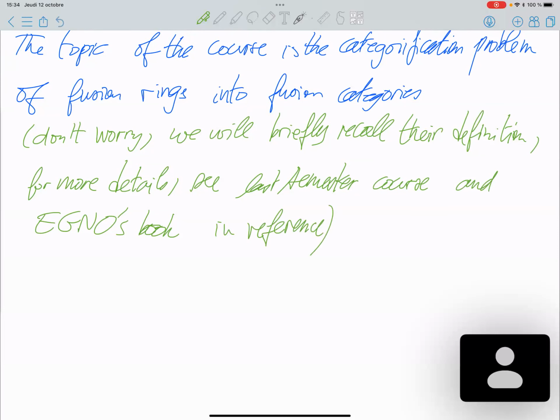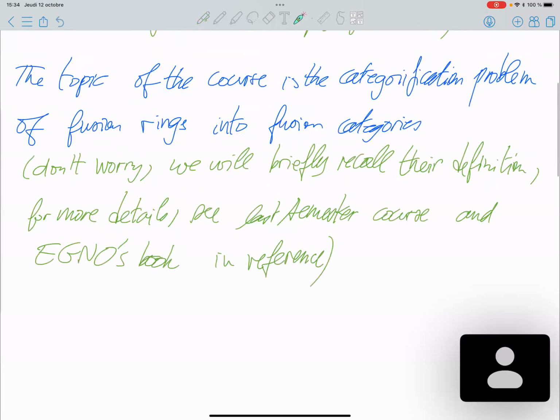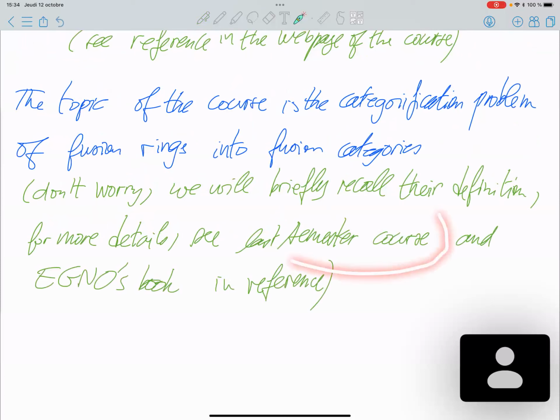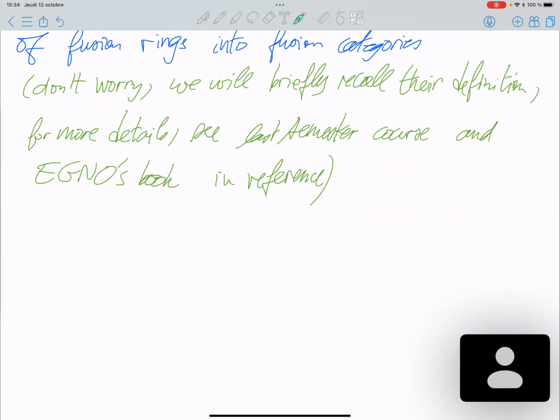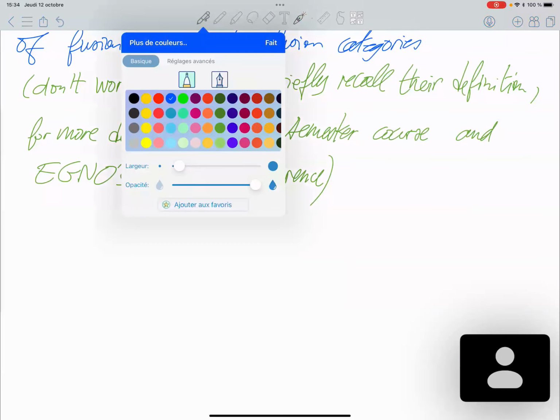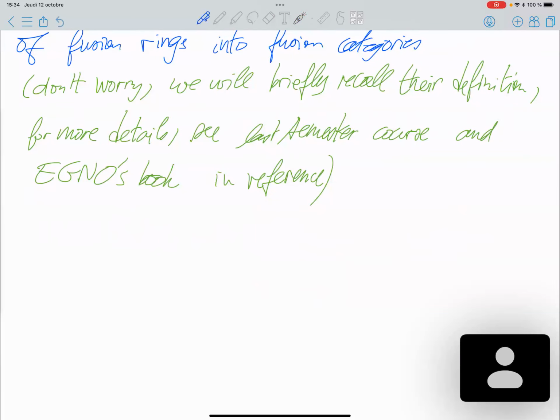So you don't need, in fact, to follow this current course, you don't need to attend the full course last semester, but just the beginning. You just read the beginning, and you will have the definition details. So we recall what is a category, what is a monoidal category, etc., etc. I will not do that here in details.